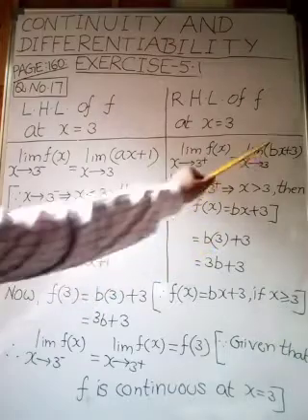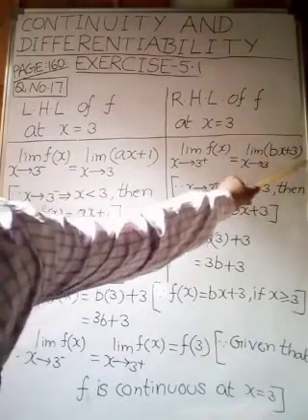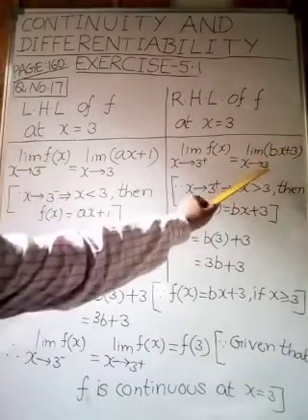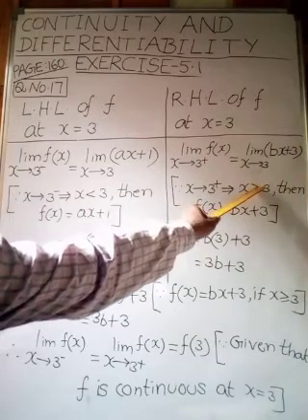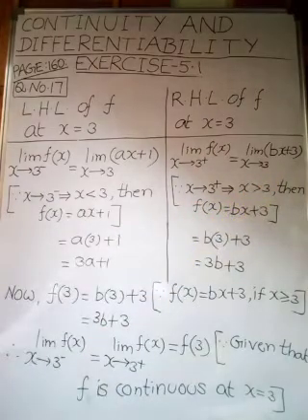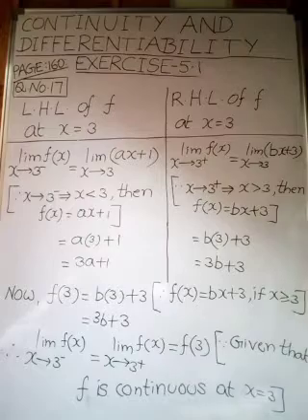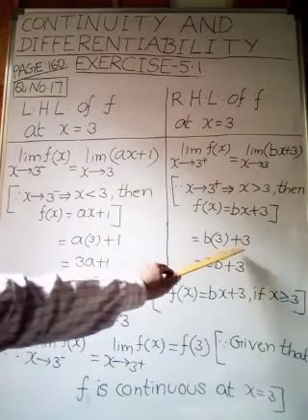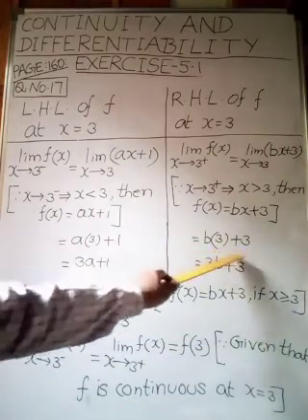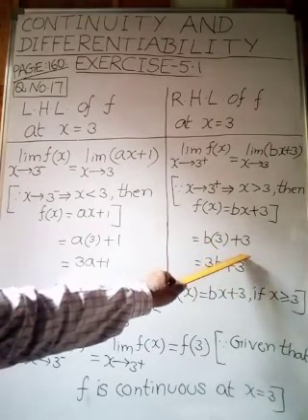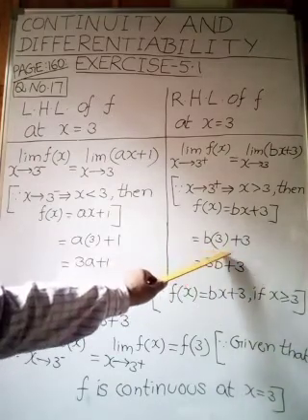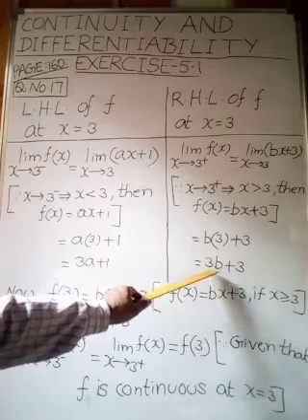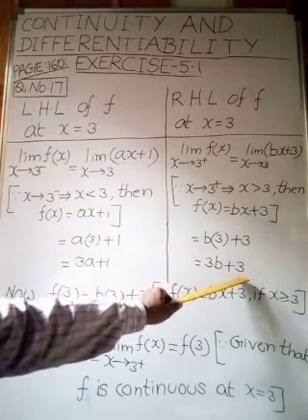Right. Now we are going to find the limit of this function by the method of substitution. In the place of x we substitute 3. So b into 3 plus 3. Okay, my dear children. Understood this step? Right. Now by simplifying, the first term we get 3b plus the second term 3 as it is.